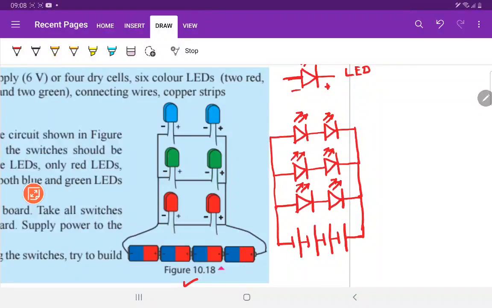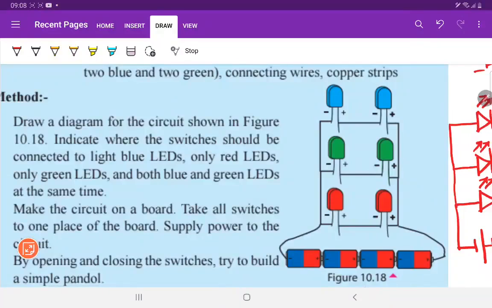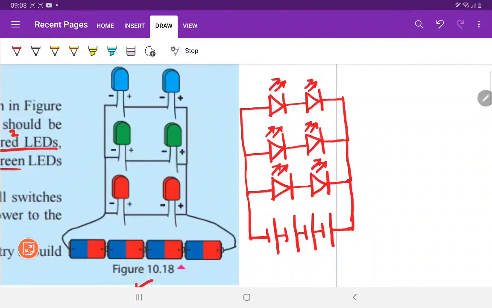Okay, now what they are asking you to do, here see, this is the task. This is your task. They are asking to indicate where the switches should be connected to light blue LEDs only, red LEDs only, green LEDs, and both blue and green LEDs. So this one is 1, 2, 3, and these two are 4. 4 tasks are there.